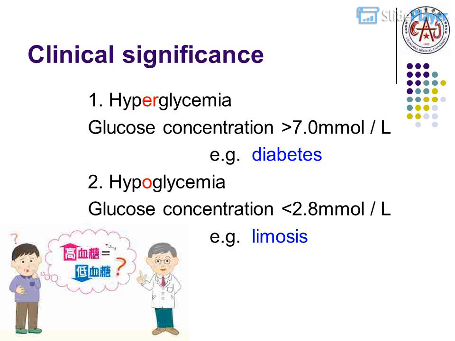Clinical significance. 1. Hyperglycemia: glucose concentration greater than 7.0 mmol/L, for example, diabetes. 2. Hypoglycemia: glucose concentration less than 2.8 mmol/L, for example, limosis.